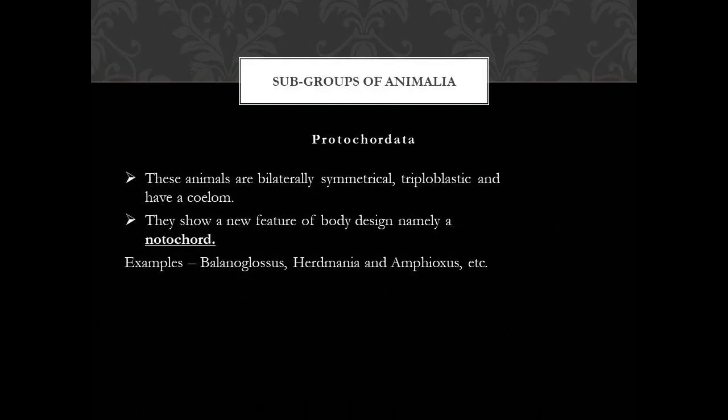Now, Protochordata. These animals are bilaterally symmetrical, triploblastic, and have a coelom. In addition, they show a new feature of body design, namely a notochord, at least at some stages. During their life, protochordates may not have a proper notochord present at all stages. Examples are Balanoglossus, Herdmania, and Amphioxus.